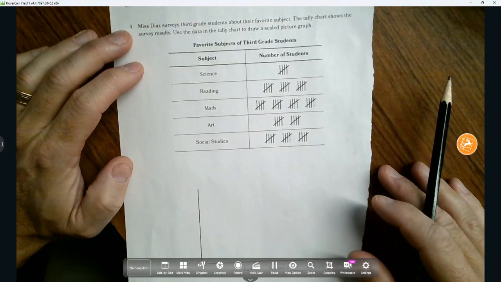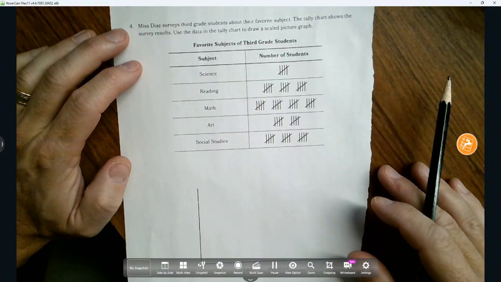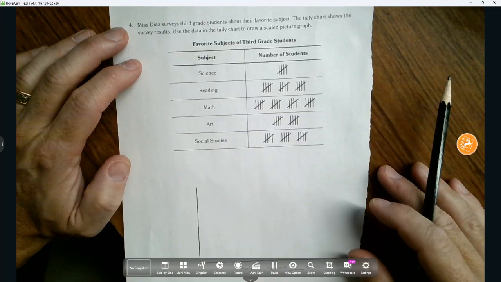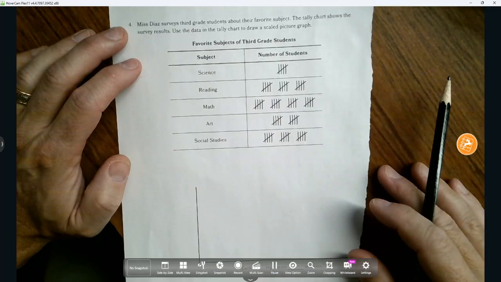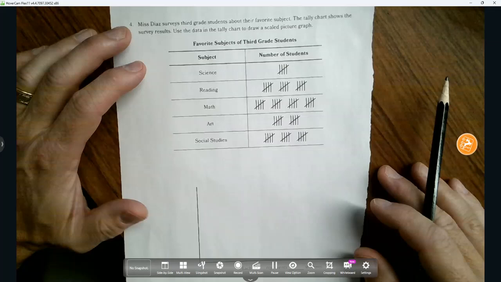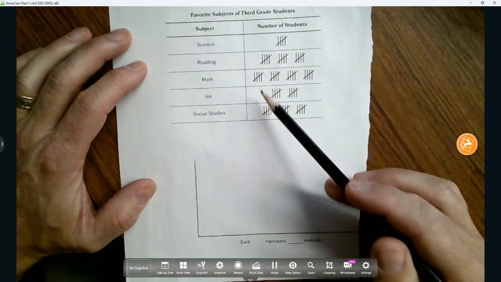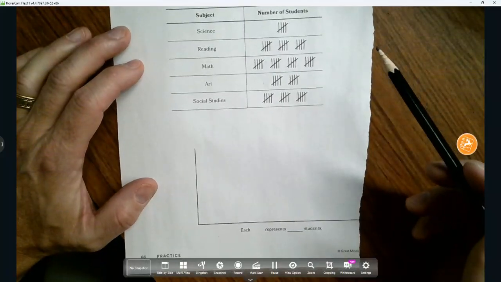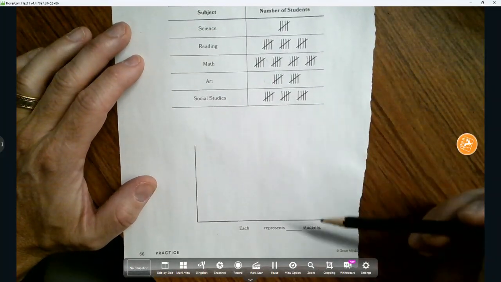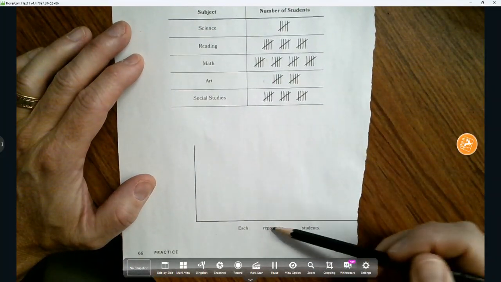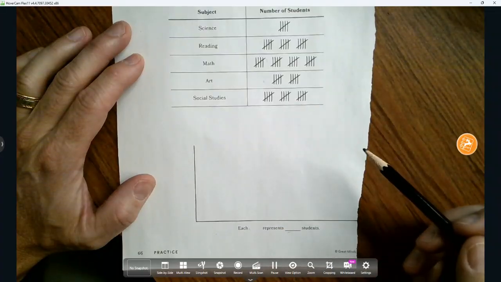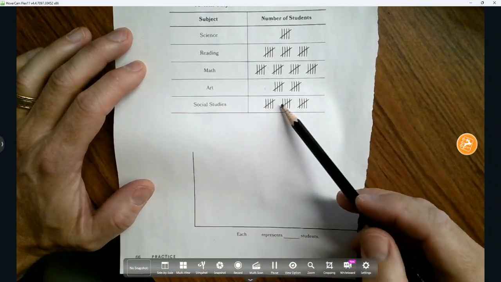Miss Diaz surveys third grade students about their favorite subject. The tally chart shows the survey results. Use the data in the tally chart to draw a scaled picture graph. All right. So we see science, reading, math, art, social studies. I'm not going to help a ton on this, but we got this. So each blank represents blank students. So if we look, everything is nice and neat.